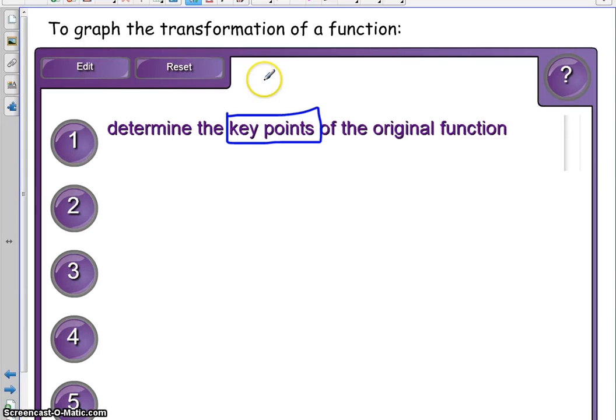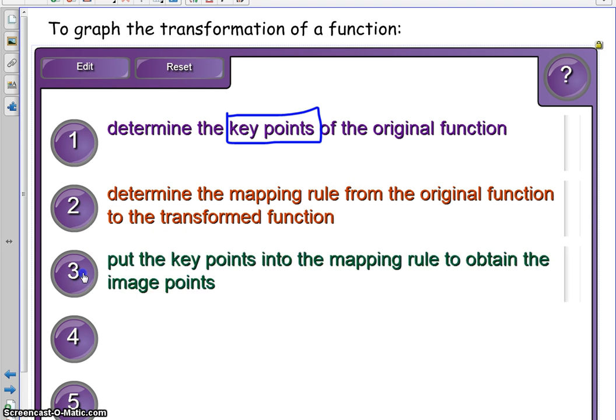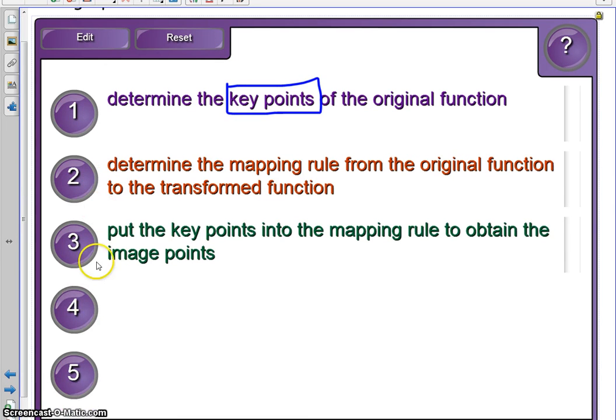With 2 to the x, you might have different points. With absolute value of x, you might have different points. But you're going to need some key points in that original function. Once you have those, you create your mapping rule. Figure out how the original function gets transformed into the new function. Those key points get thrown into the mapping rule to generate your image points, your new points in your new graph.